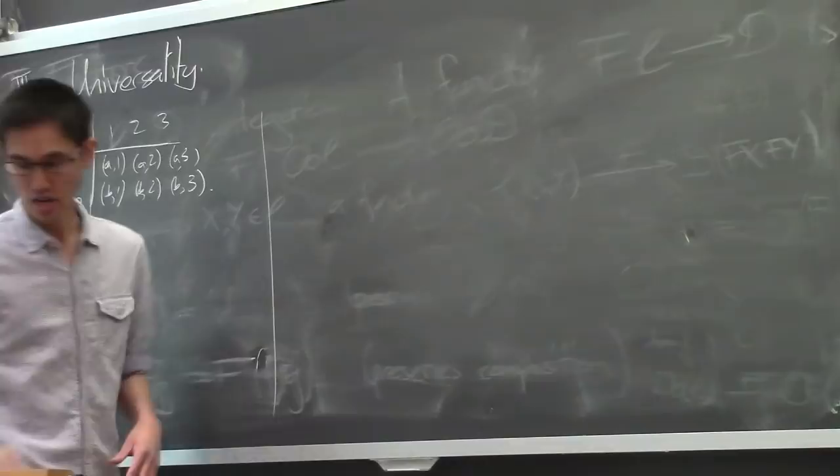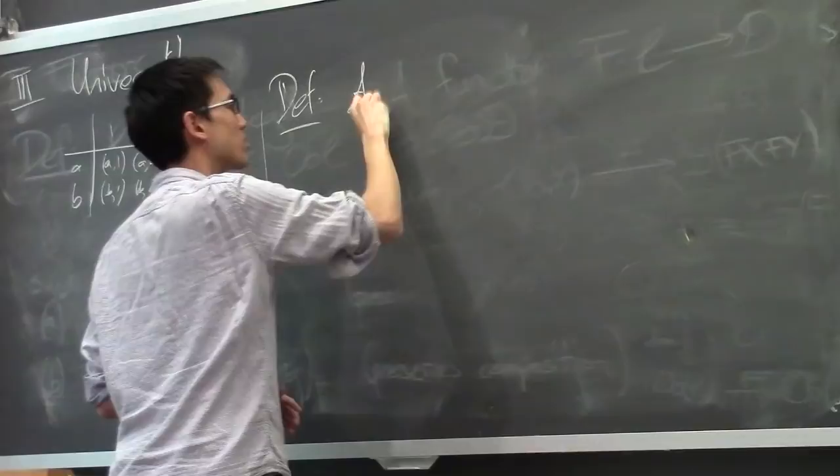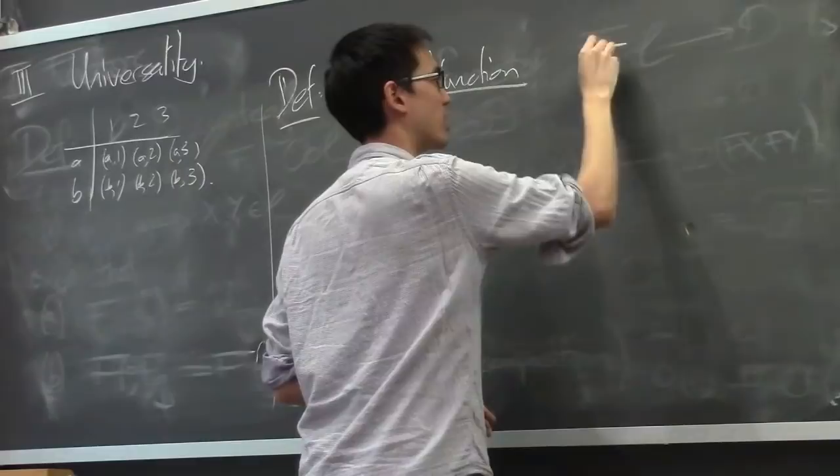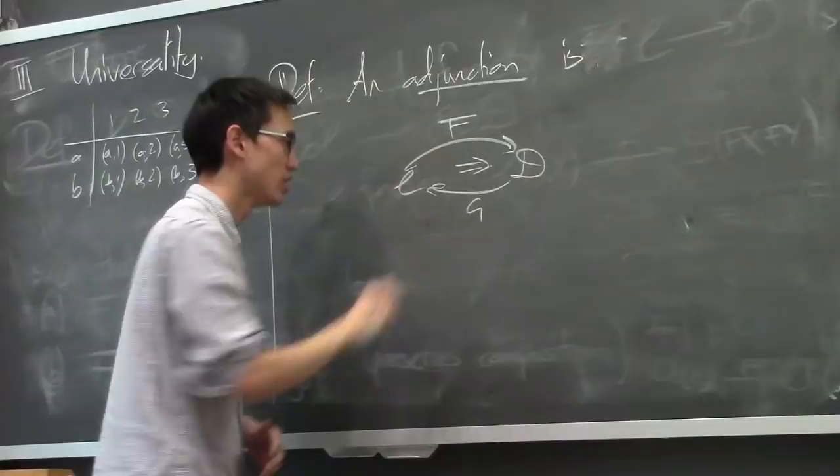And we saw this notion of Galois connection, which can now be generalized to a notion of adjunction. Just like a Galois connection was a pair of monotone maps, an adjunction is a pair of functors going in opposite directions, such that there's this bijection between Hom sets.